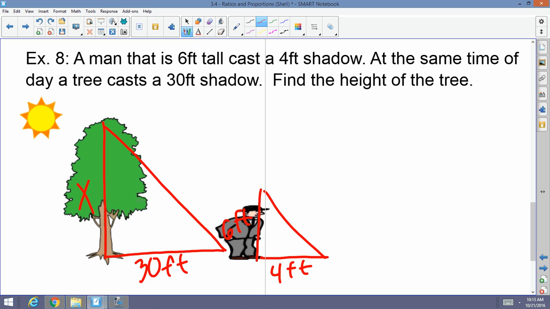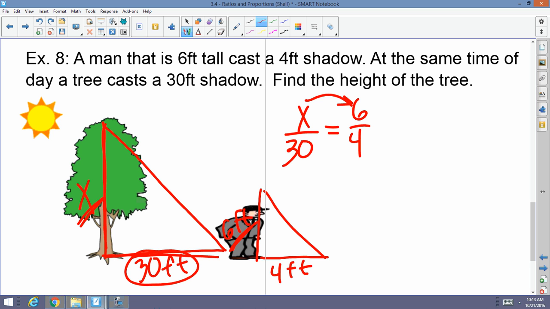Yes, sir. You don't even have to label at this point. I'm very proud of you, but isn't this the height? Isn't this the horizontal? So x to 30 must equal 6 to 4. Why did you put 6 there? Now they're all the same units. They're all in feet. But it's the same corresponding side, right? You've got a height to height, and then you've got the shadow length to the shadow length. Does that make sense?